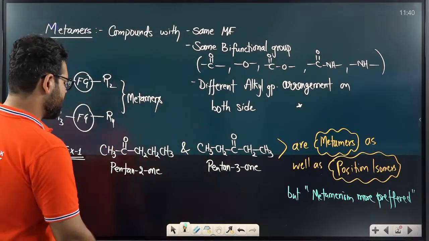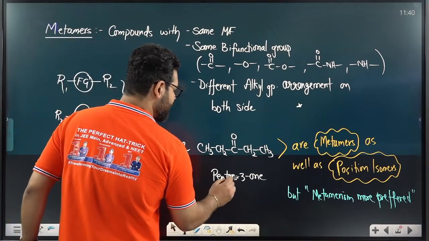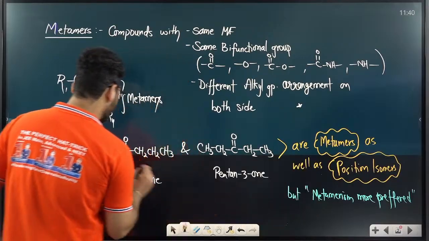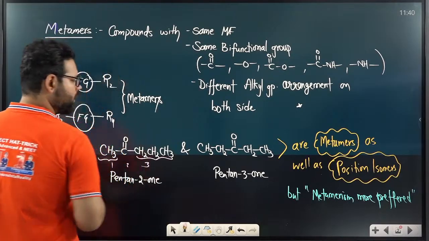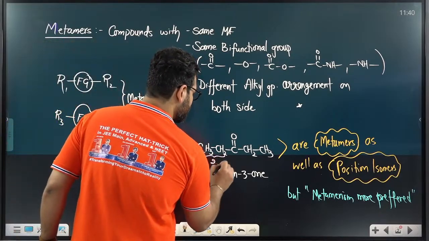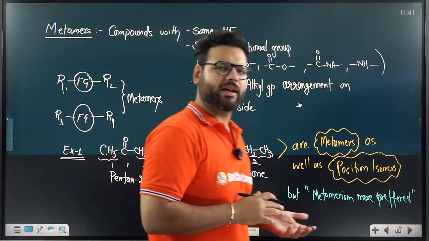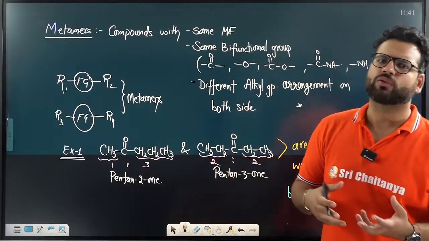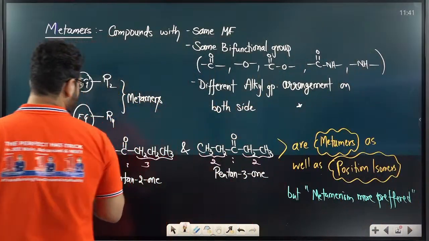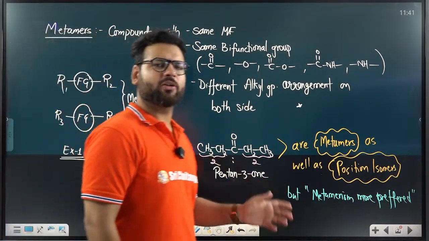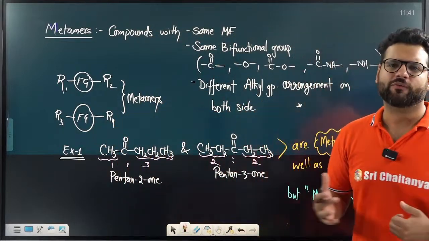Why? Because the ratio of alkyl carbons is different. Here the alkyls were in ratio 1:3. Here the carbons are in ratio 2:2. So I have changed the alkyl arrangement on both sides. From 1:3 I have gone to 2:2. Okay, this is how you can talk about metamers. So they are metamers because the number of carbons in the alkyls is different on both sides. And they are position isomers because while naming them, I can see the position of the ketone is different.